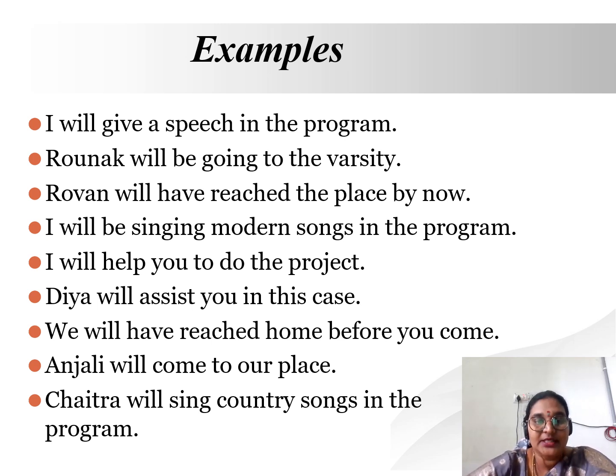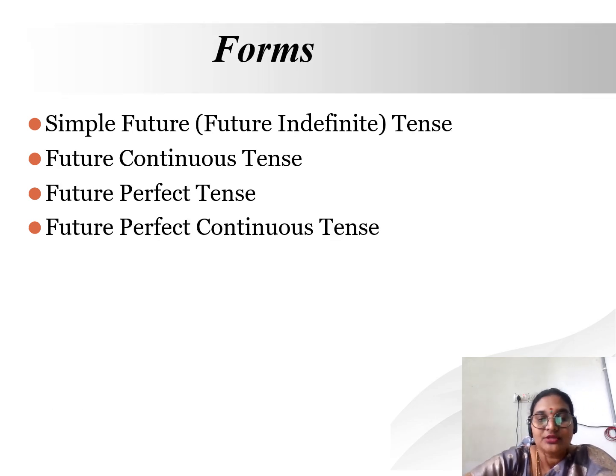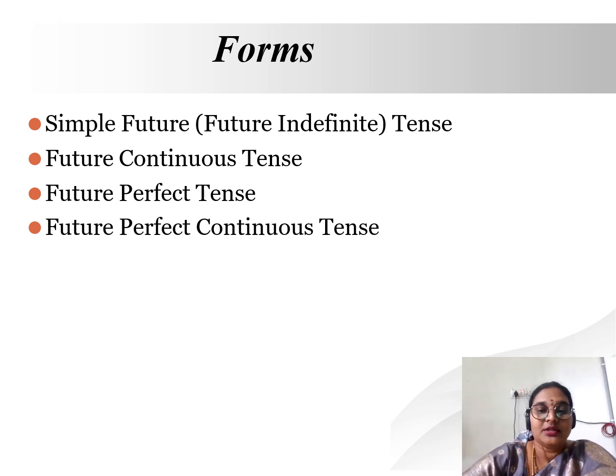And if you can see all these sentences are representing different forms of sentences which we use generally in the future tense. And future tense also has four forms, and those are simple future tense, future continuous tense, future perfect tense, as well as future perfect continuous tense. So we'll see the usage of these four forms in upcoming slides.